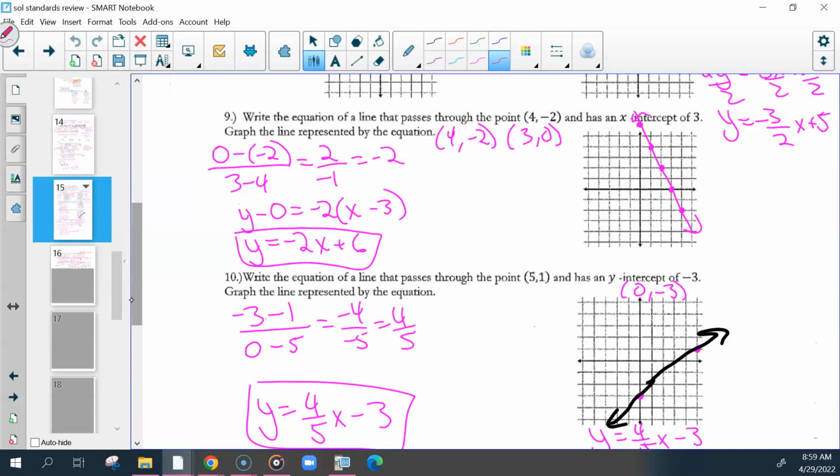You could find your slope algebraically, and then use your point-slope with one of the points they gave you to find your y-intercept. You could also put it in Desmos and do the same thing. So our final answer that they're looking for is the equation of the line y equals -2x plus 6 and this graph.